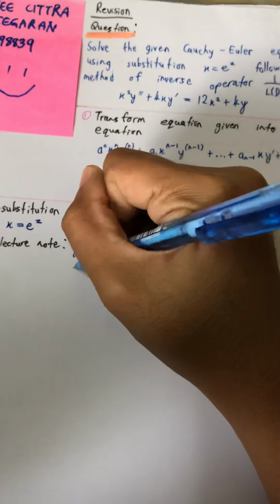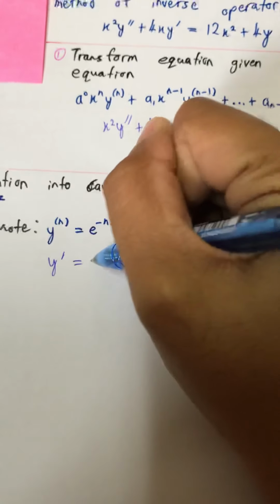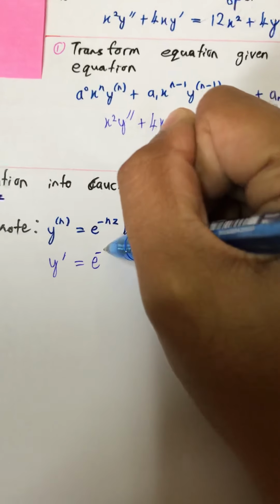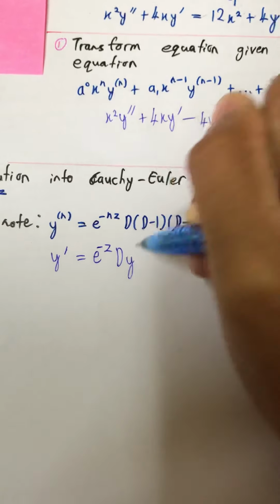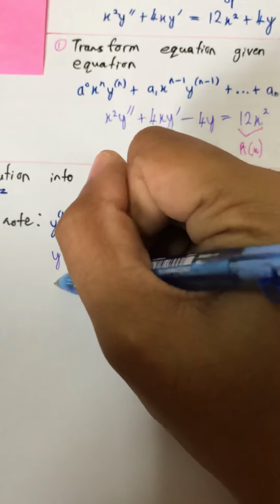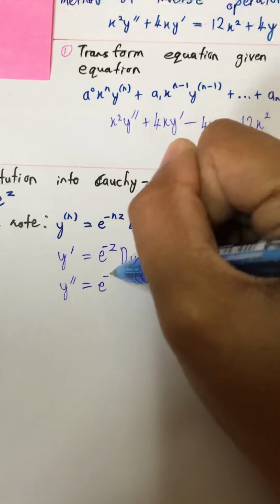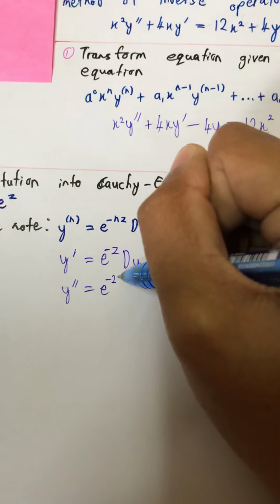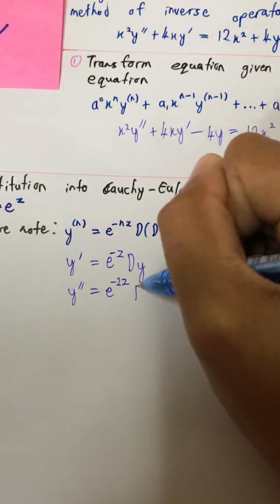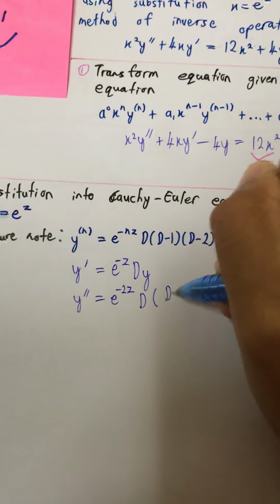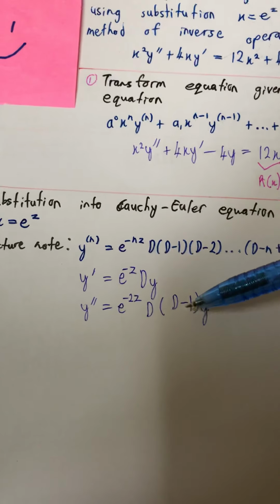So here we get our y prime, which is equal to e to the power of minus z, Dy, because n is 1. And then our y double prime becomes, with n equal to 2, e to the power of minus 2z, D times D minus 1, y. So here we get our y prime and y double prime.